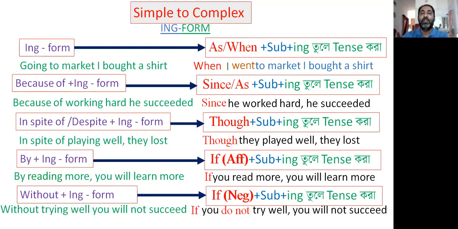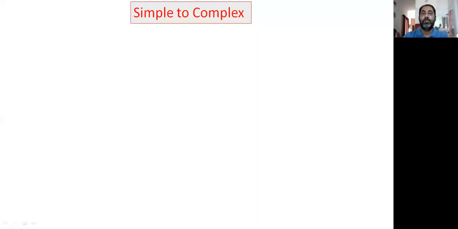Now, participants, look at here. You can see all the sentences, examples and structures here. Dear learners, I hope you have understood how to use ing form to make a subordinate clause. Now I am going to show you how to use a past participle form to make a subordinate clause for a complex sentence.